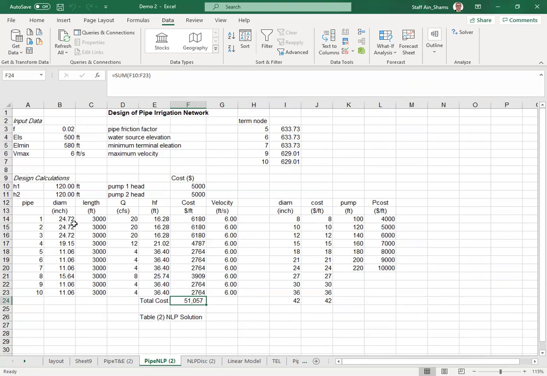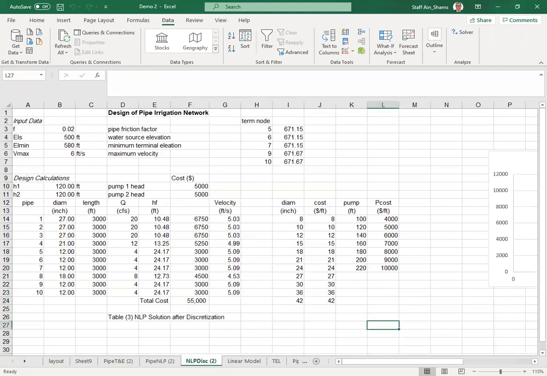Why? Because we used continuous values for diameters, which are of very little practical value, because diameters have to be chosen from the table of available diameters here. If we like to round these continuous diameters, we obtain a discrete value for diameters by choosing from the table.